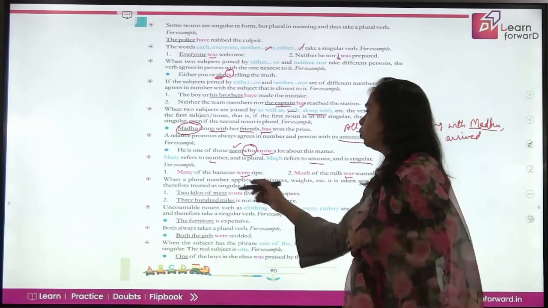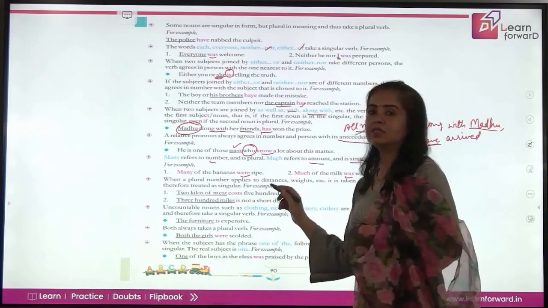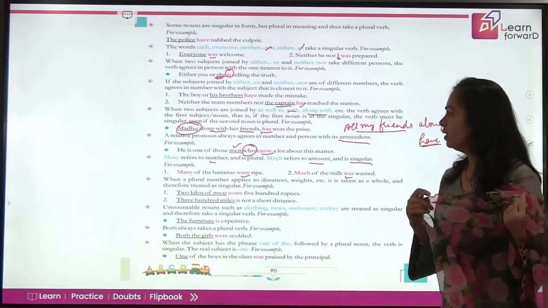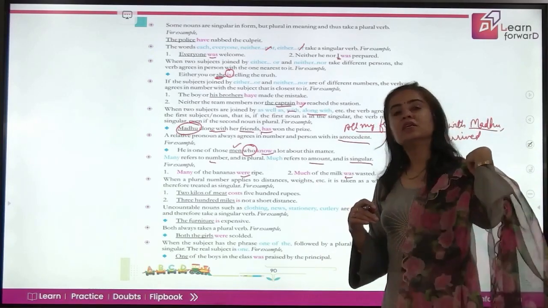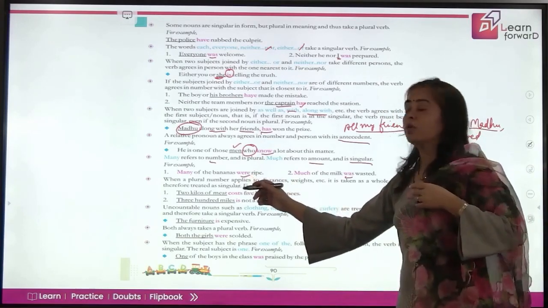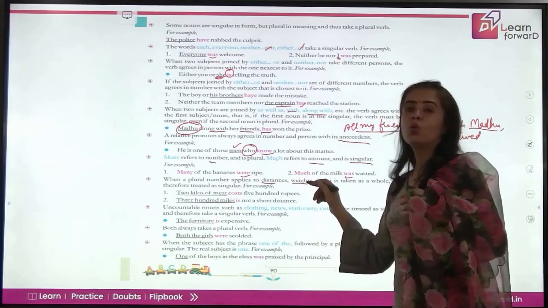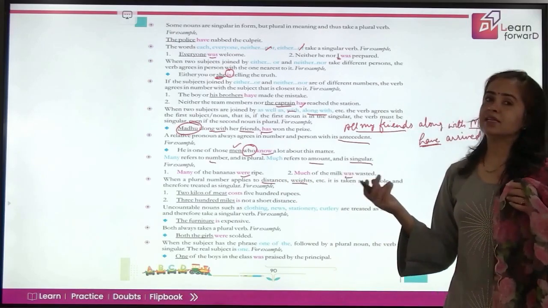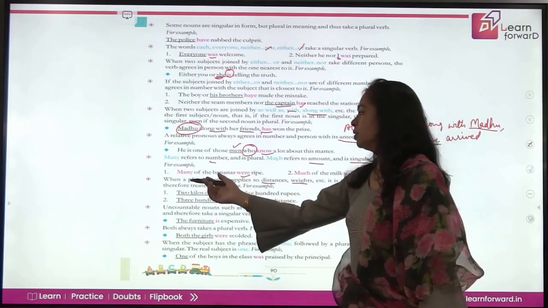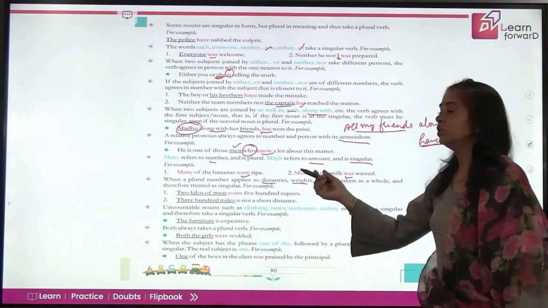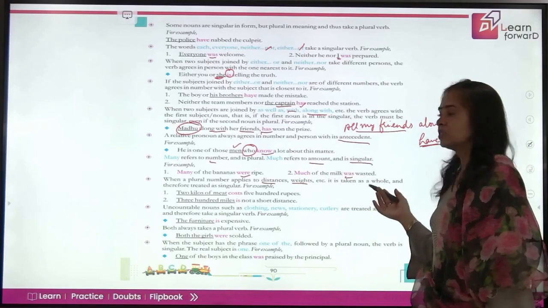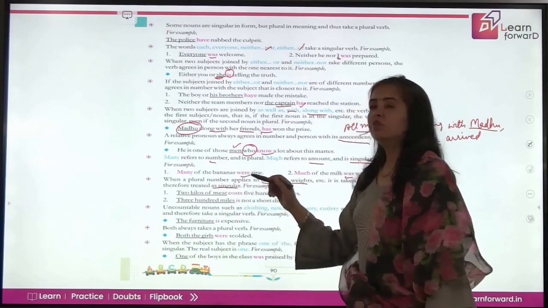Next, when a plural number applies to distances, weights, etc., it is taken as a whole and therefore treated as singular. So when we talk about plural, but we talk about some distance or some quantity, some amount, it is taken as singular. The next point talks about a plural number which applies to distances, weights or amounts. That is taken as a whole and we use a singular verb with it.